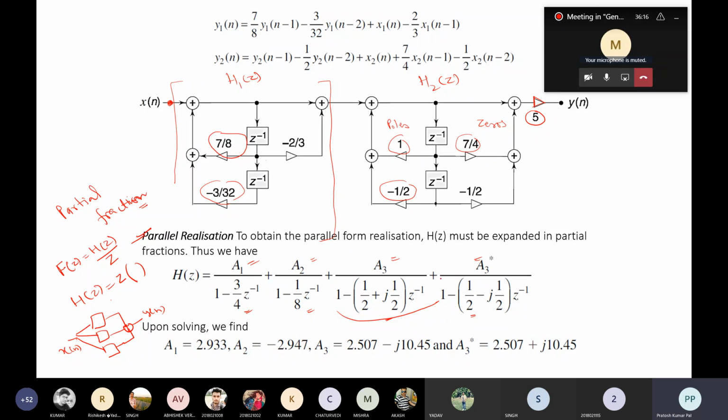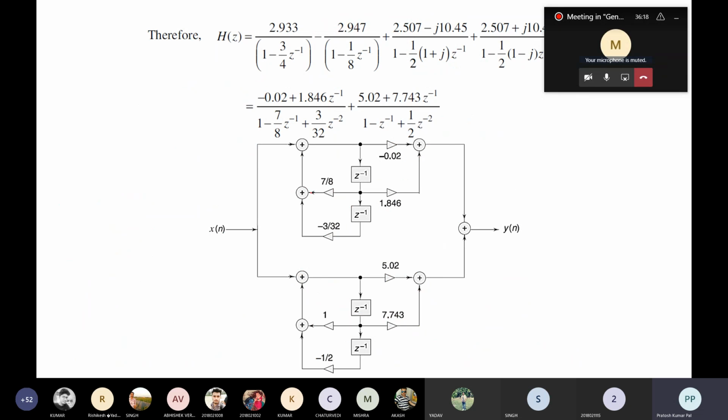After finding the coefficients, we can directly write it here. So h of z will be represented as this after writing the coefficients. Once we have written the coefficients, we can individually write this, or we can combine two. So two factor terms we have combined and made sure it is a second order system. Once it is a second order system, it will be easy to design or realize the second order system.